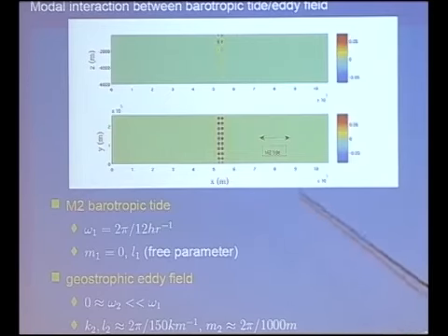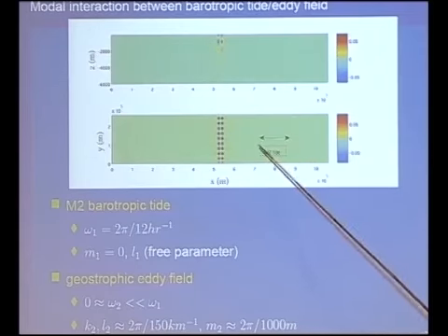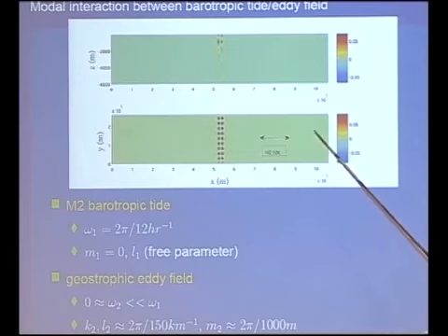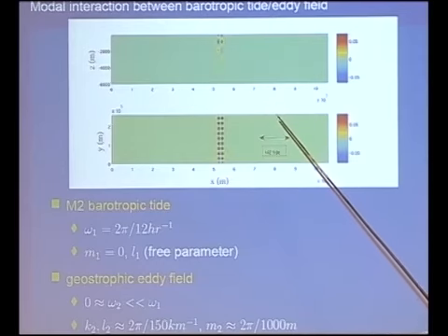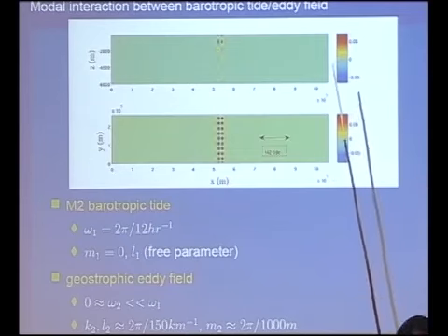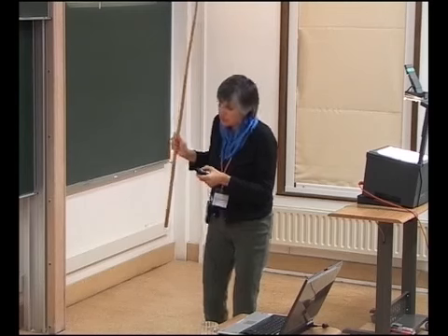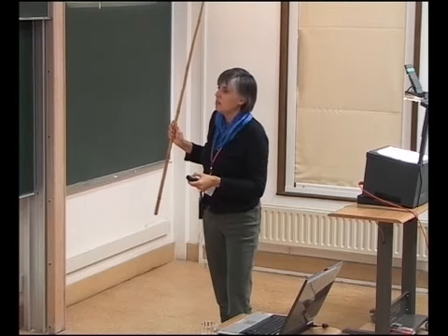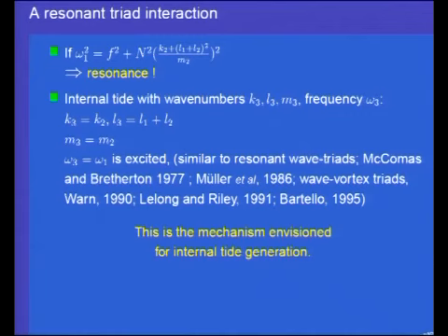It's barotropic, so it doesn't have any vertical variation. And for now, I'll just leave the horizontal scale of the barotropic tide unfixed. So here we have this eddy field, and then we have this tide. What's plotted is the velocity field. I think it's the V component of the velocity field.